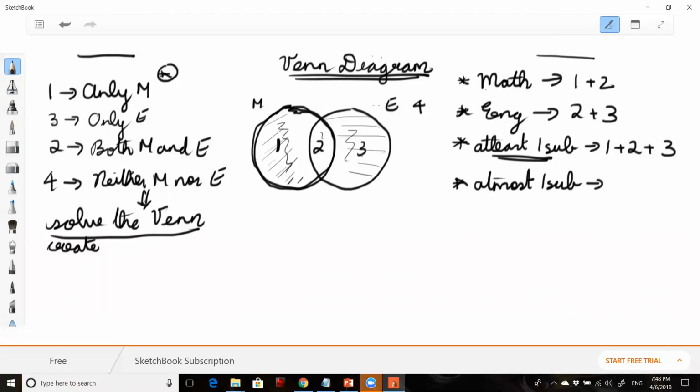No, Revati, that's not 1 and 3, right? Think about it. At most one subject should be people who have passed maximum one or lesser than one. It's people who have passed exactly one subject and people who have passed 0 subjects. So people who have passed exactly one subject has to be region 1 and region 3. And people who have passed 0 subjects has to be the outer region 4.